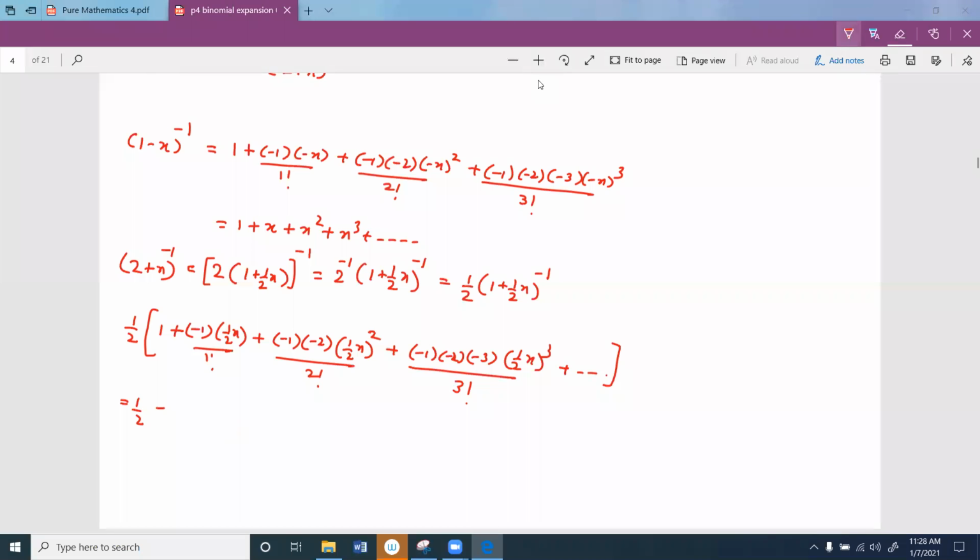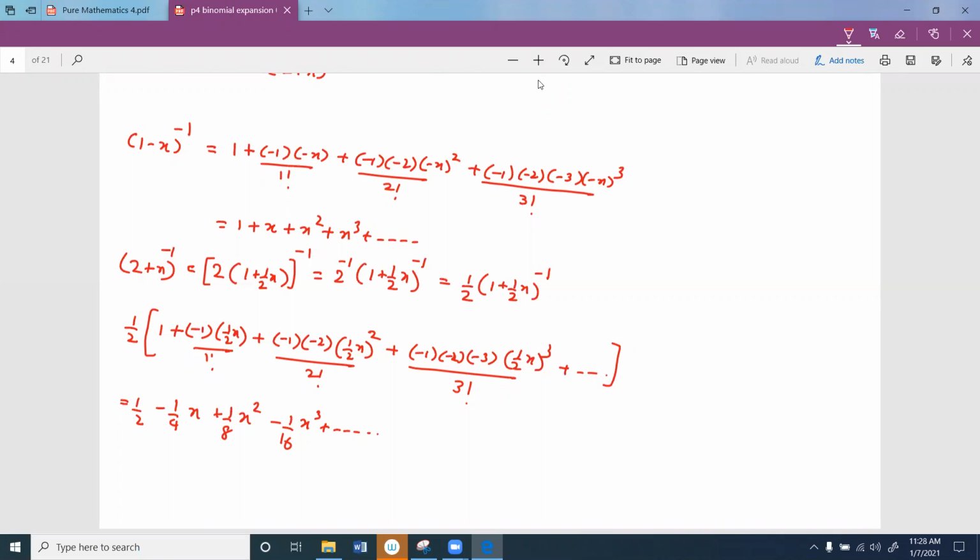Then this is minus 1 over 2, and this 2 cancels. Minus 1 over 2 into 2 is 1 over 4, times x. So these 2 cancel with this 1 over 4, and it's 1 over 8, 1 over 8 x to the power 2. Then it's minus 1 over 16 x to the power 3, and it goes on. So that is how you do this expansion, right?